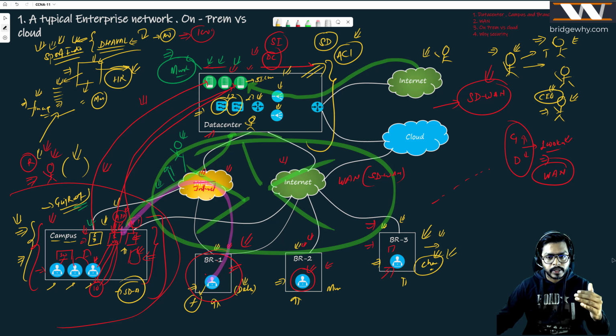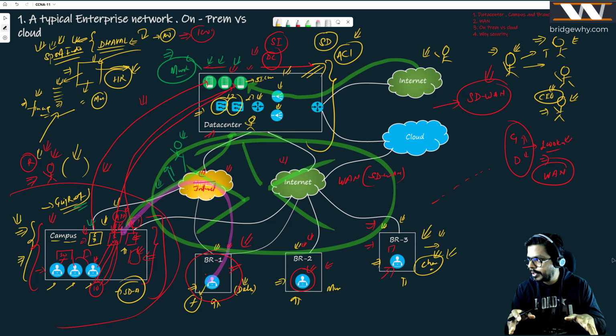Software defined access for campus, WAN for WAN, right? And application centric infrastructure, which is again SDN, or software defined networking, in the data center. It is as simple as that. So this was your overall picture of the network.